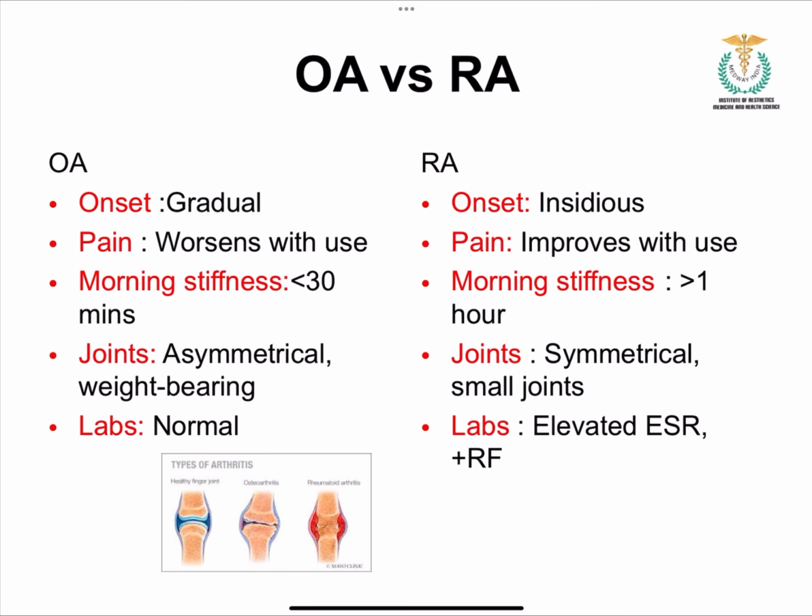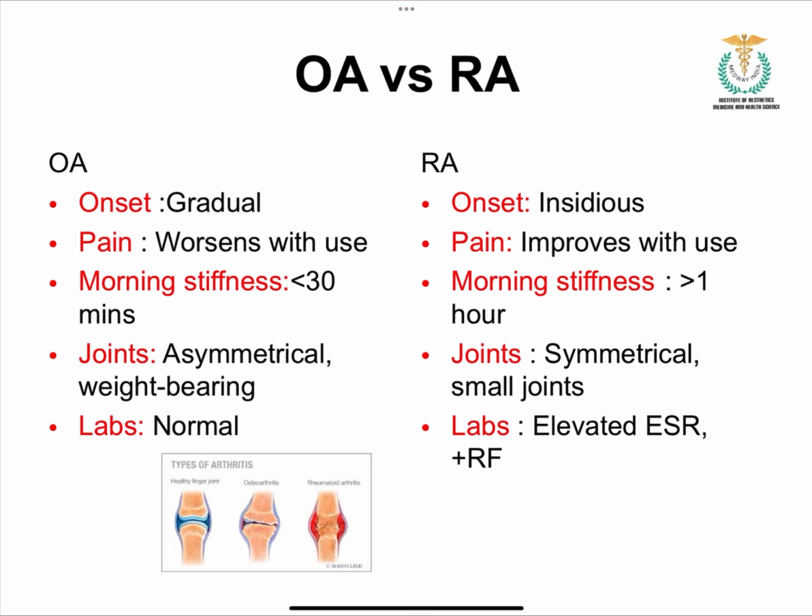Morning stiffness will be less than 30 minutes in osteoarthritis, and in rheumatoid arthritis the morning stiffness will be greater than 1 hour. In osteoarthritis, the joints will be asymmetrical and weight bearing, and in rheumatoid arthritis, joints will be symmetrical and small joints. Lab reports will be normal in osteoarthritis. In rheumatoid arthritis, ESR and rheumatoid factor will be elevated. So these are the important key features you have to keep in mind to differentiate osteoarthritis from rheumatoid arthritis.